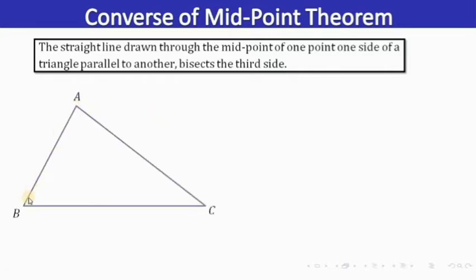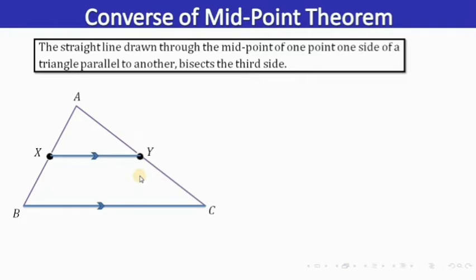I have taken triangle ABC, and here they are talking about the midpoint of any one side. Let me take this side AB and let me take the midpoint to be X here. Now from X we have to draw a parallel line. It can be parallel to either BC or AC as well. So let me draw a line parallel to BC here. So this line is parallel to this line. Let me name this point Y.